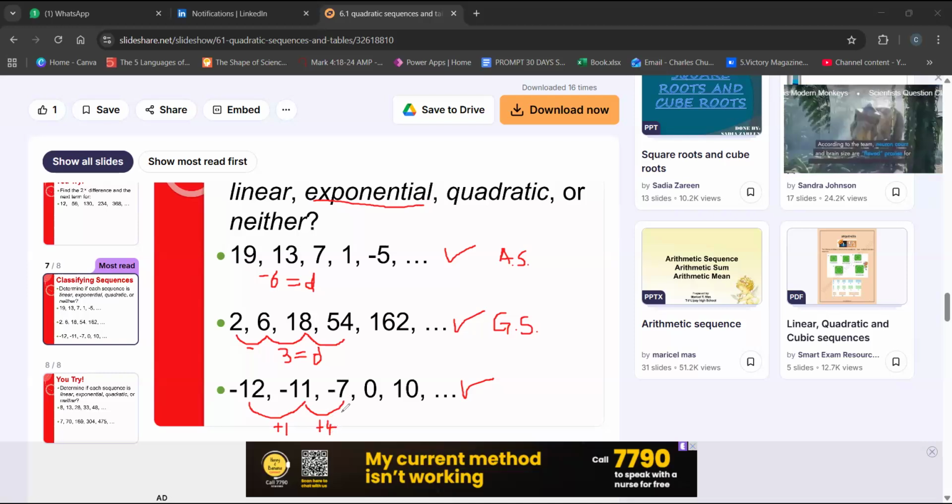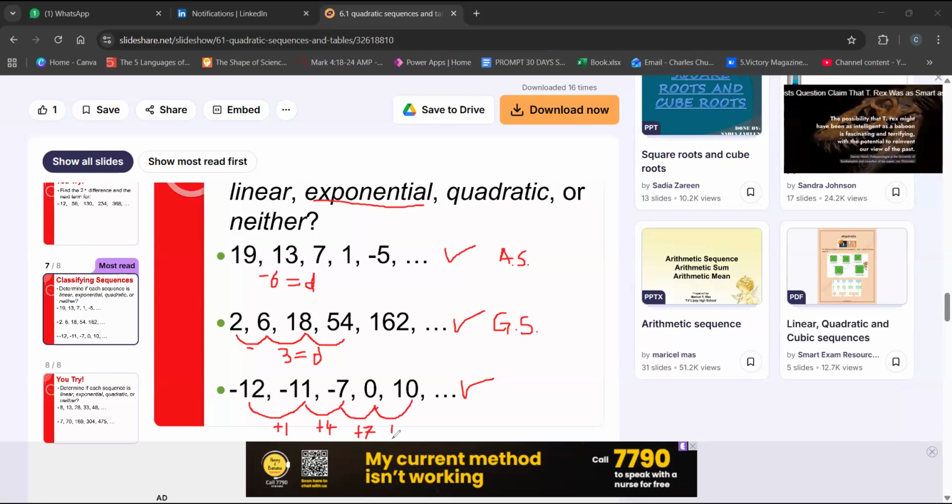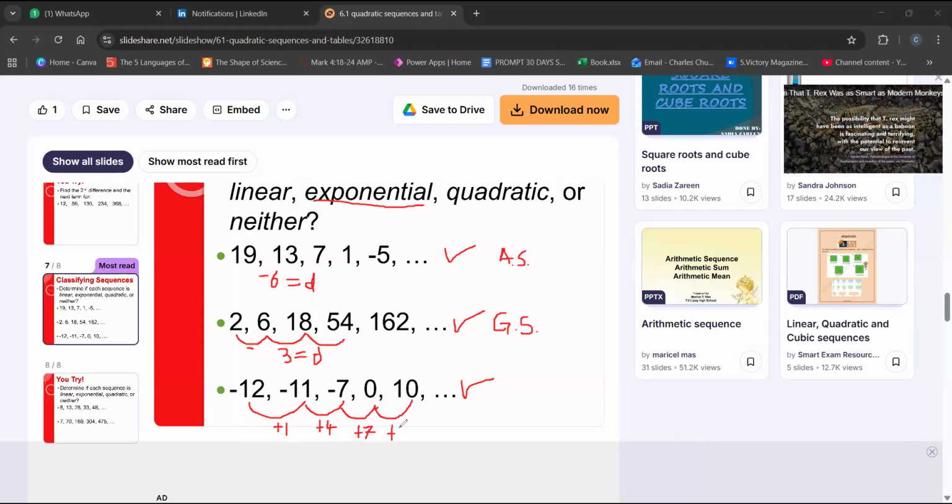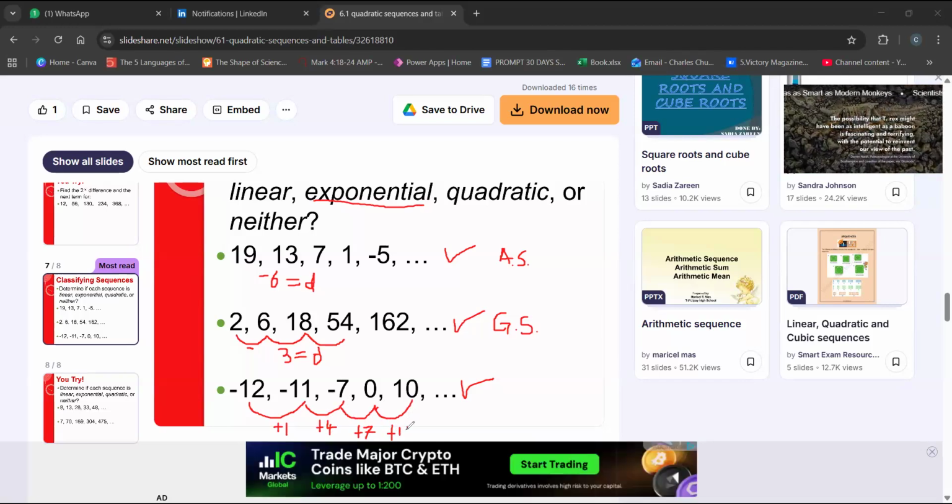But let's just continue. Between minus 7 and 0, that's going to be plus 7, isn't it? Yes. And then finally, between 0 and 10 is going to give us plus 10. Okay. So what's the second common difference? That's going to be 3, isn't it? Yes. Okay, nice one. So this is obviously a quadratic sequence.